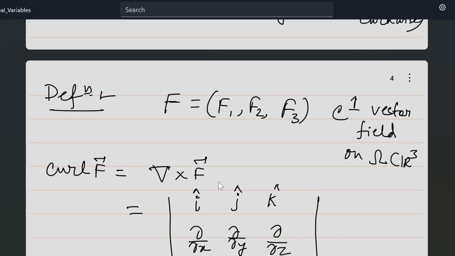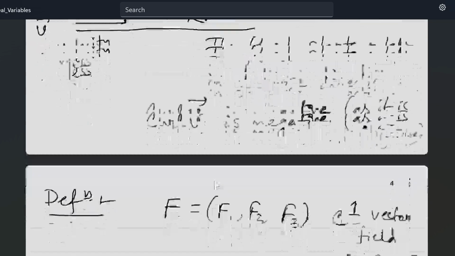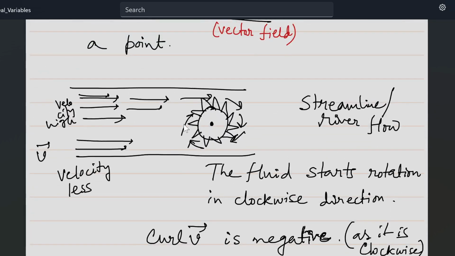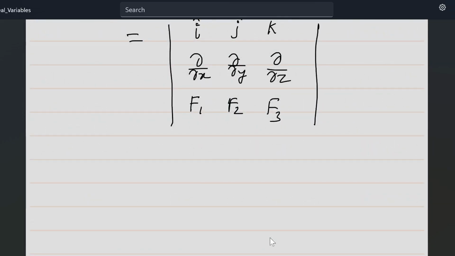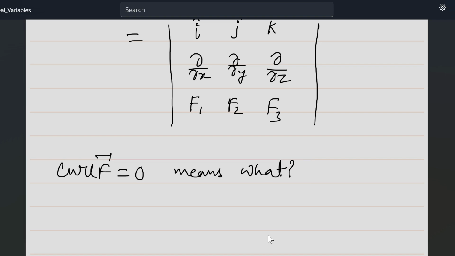So what do you mean by curl is zero? Anyone? When curl is negative, it is rotating clockwise. Suppose in the other case it started rotating in the counterclockwise direction, then it is positive. So my question is, when curl of F equals zero, what does it mean from your physical point of view?